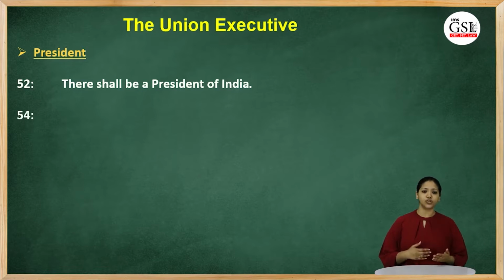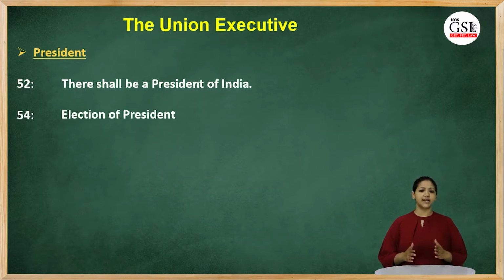Article 52 of the Constitution says, there shall be a President of India. Article 54 of the Constitution provides for the election of the President. The President of India is not elected directly, like the members of Lok Sabha are elected. The President is elected indirectly, through the directly and indirectly elected representatives of the people of India.